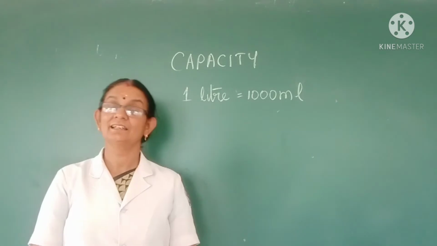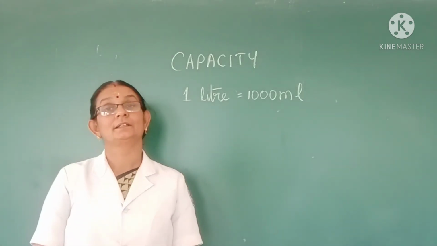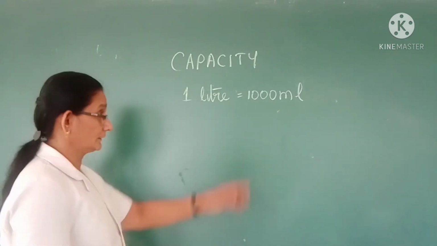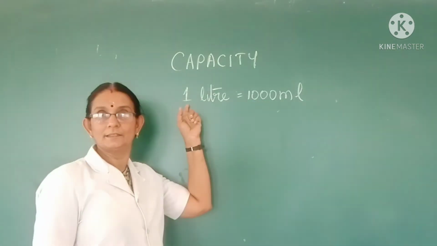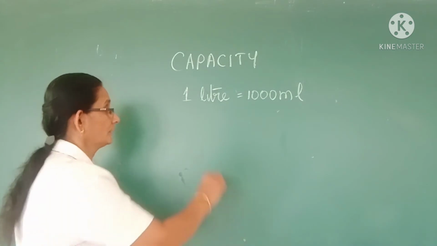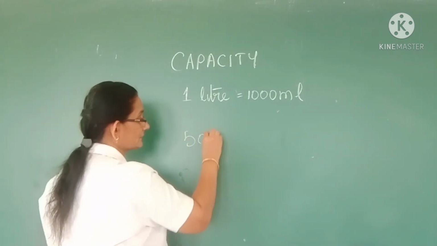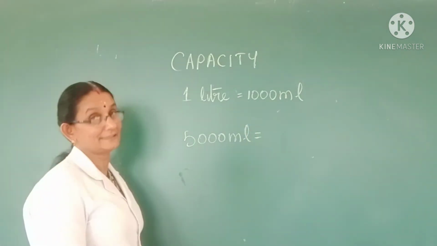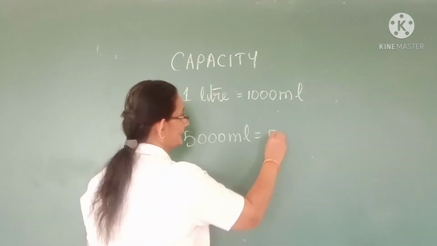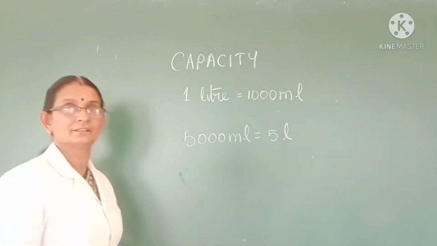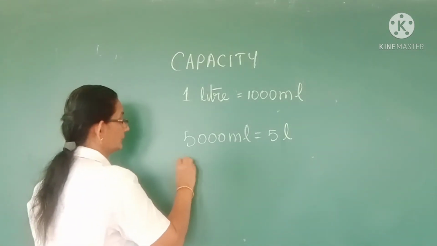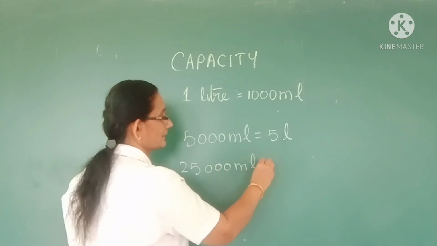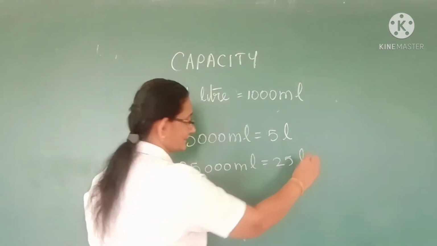Now children, let us learn how to convert milliliters to liters. We know that 1000 milliliters is equal to 1 liter, isn't it? So 5000 milliliters is equal to, what will be the answer? Yes, it is equal to 5 liters, isn't it? Okay, so what about 25,000 milliliters? Yes, it is equal to 25 liters.